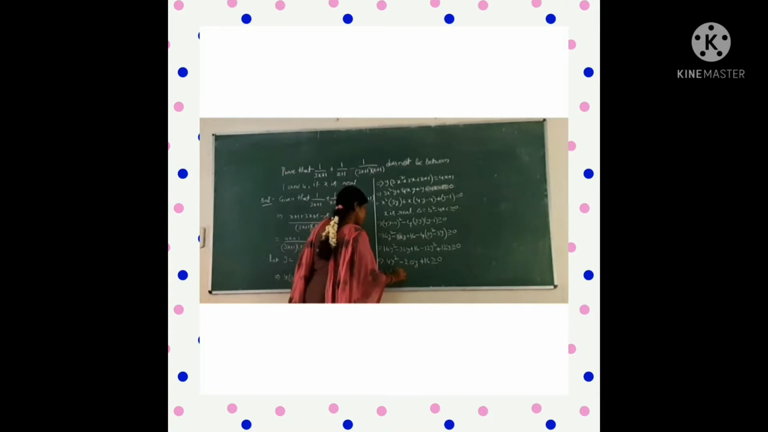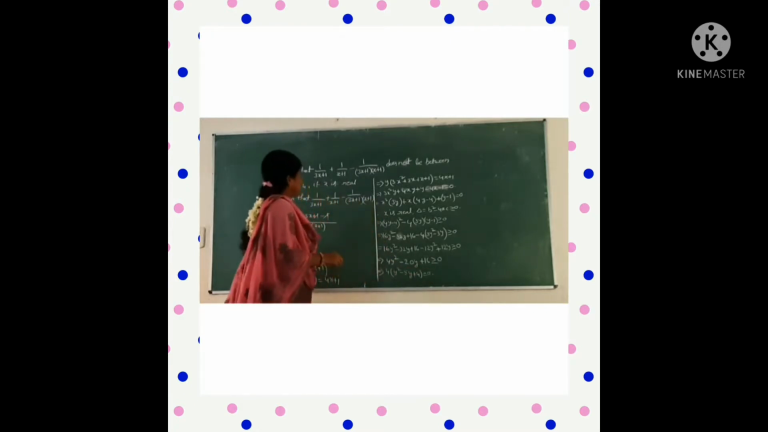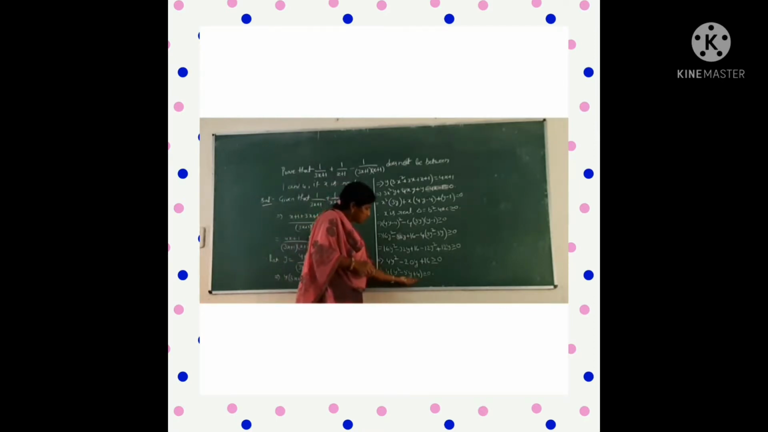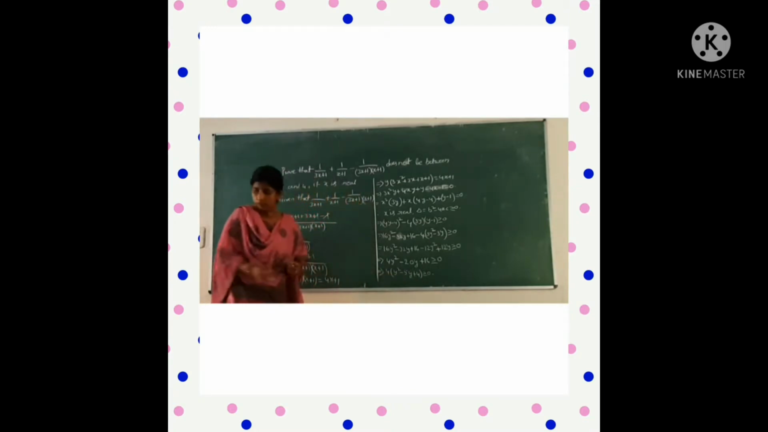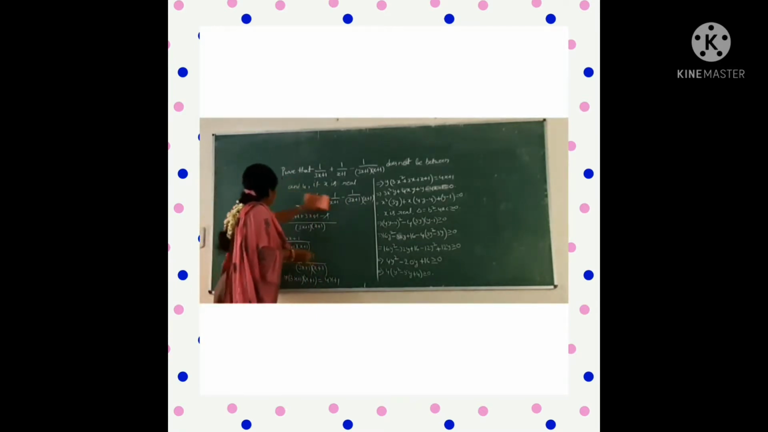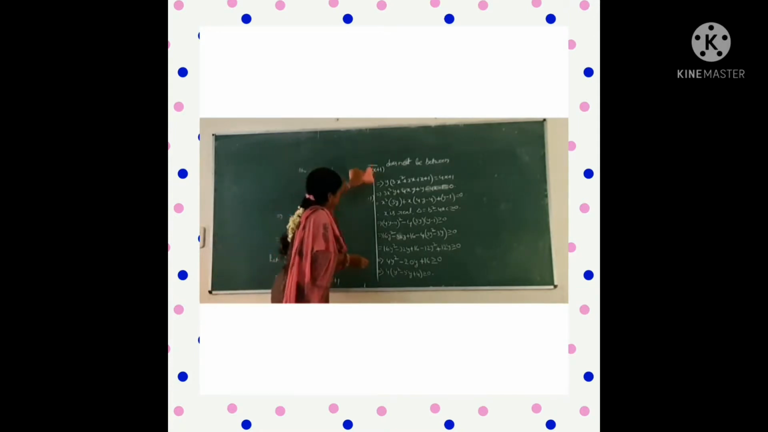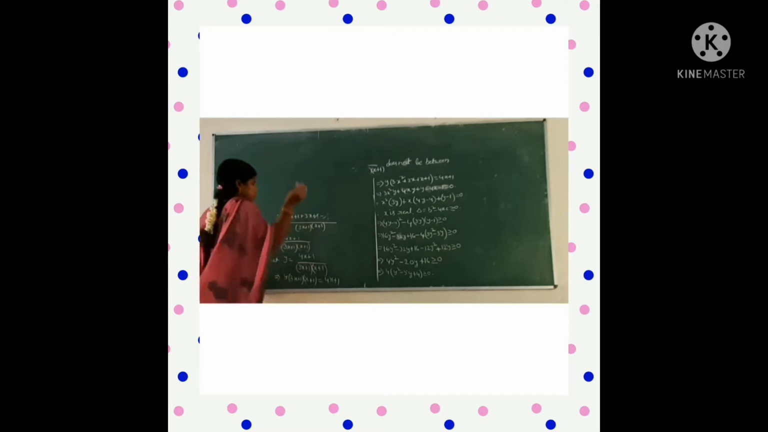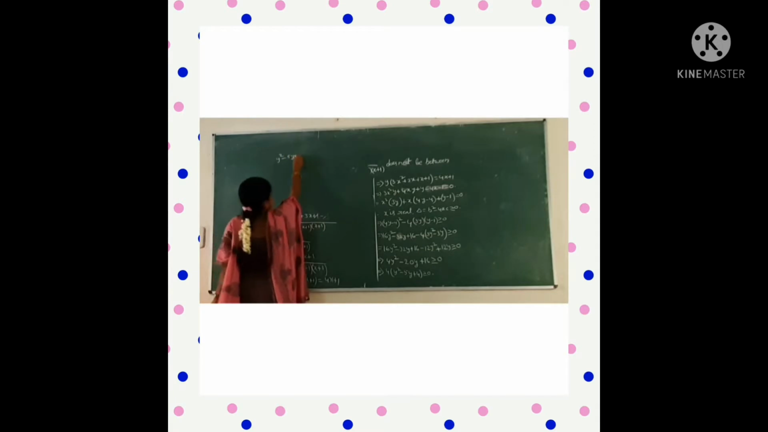Okay, y square minus 5y plus 4 is greater than or equal to 0. So here you get one quadratic equation, also this quadratic equation in next view. What are the factors of this equation? Y square minus 5y plus 4 is greater than or equal to 0.